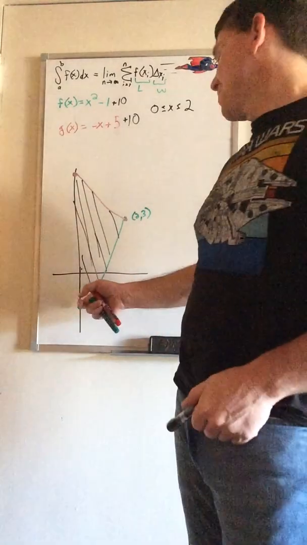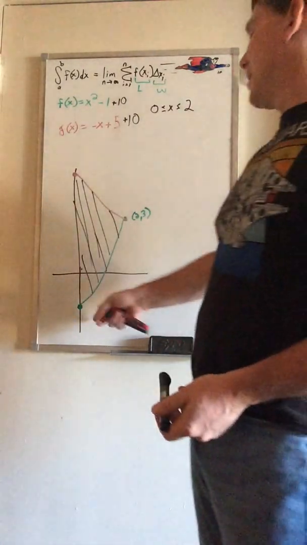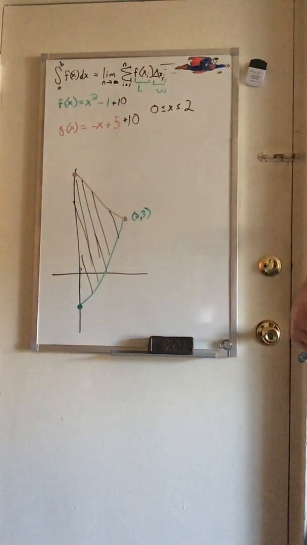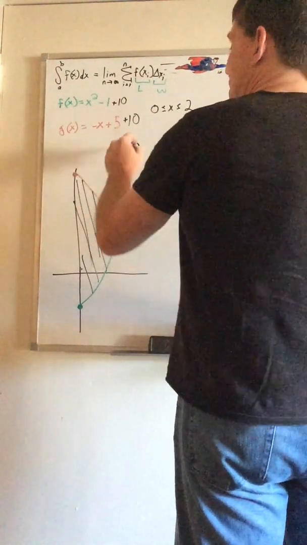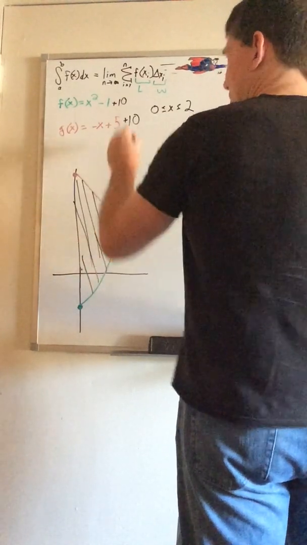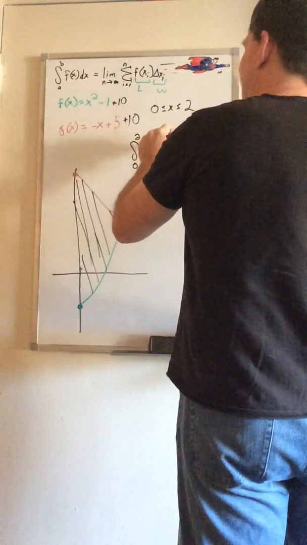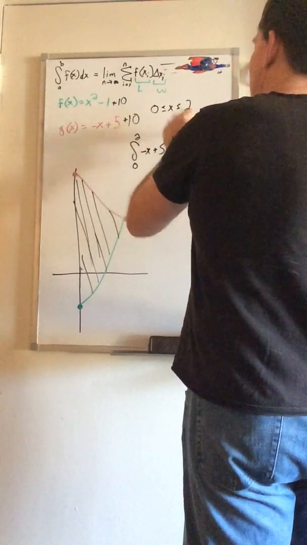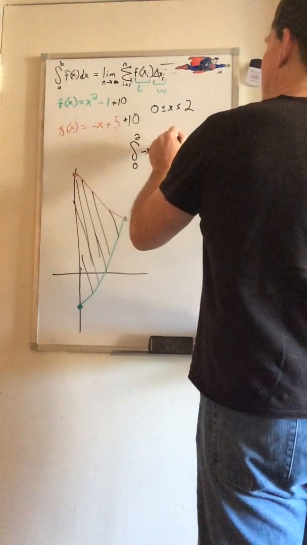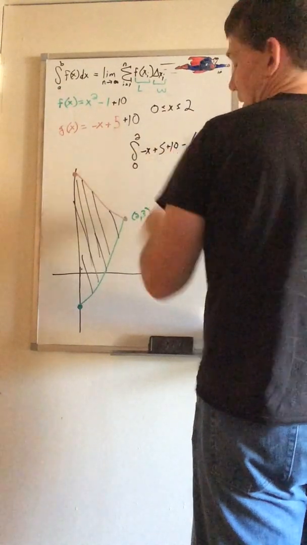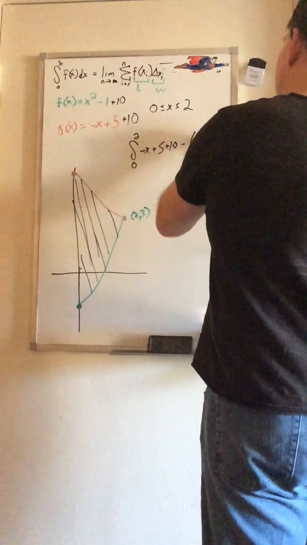But all I know is this point then will be way up here, and this graph will be way up there. It'll look the same, but everything will be above the axis. And then I can set up my integral. The red one's always on top, so it will always be the integral. X will still go from 0 to 2, and it will be the top one, negative x plus 5 plus 10 dx, minus the bottom one, which is x squared minus 1 plus 10 dx.